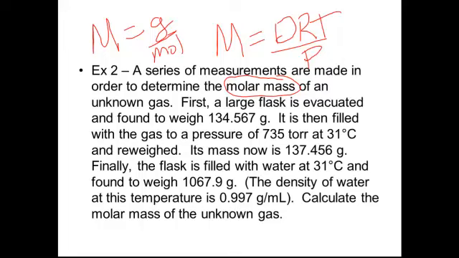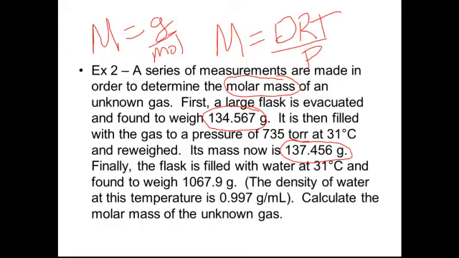So it says a large flask is evacuated and found to weigh 134.567 grams. It's then filled with the gas to a pressure of 735 torr and 31 degrees Celsius and reweighed. Its mass now is 137.456 grams. So we notice when it was empty, when it was evacuated, it weighed this, and now it weighs this. So right away what I'm going to do is figure out the difference between those two, because I know that's going to tell me the mass of my gas.